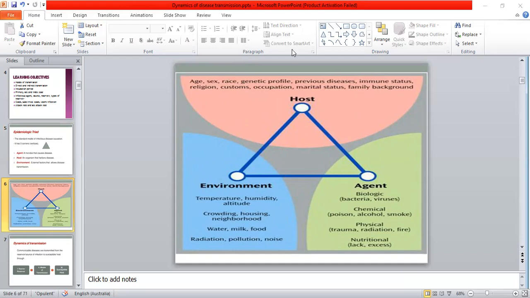In case of environment, temperature, humidity, altitude, crowding, housing, and neighborhood have roles, as well as water, milk, food, radiation, pollution, and noise. In case of agents, there are main factors: biological, that is bacteria, viruses; chemical, including poison, alcohol, and smoke; physical, trauma, radiation, fire; and nutritional, which includes lack or excess.